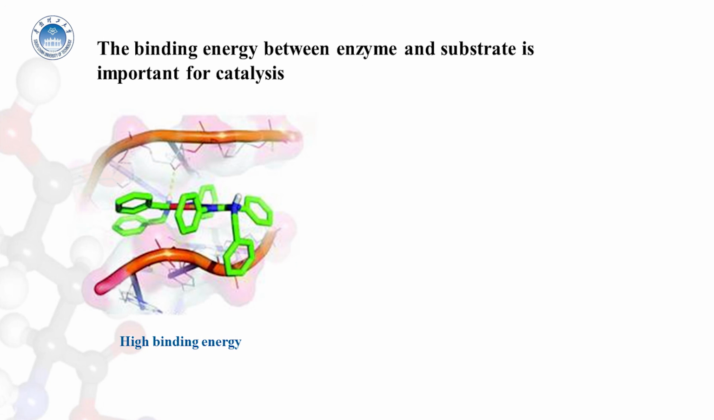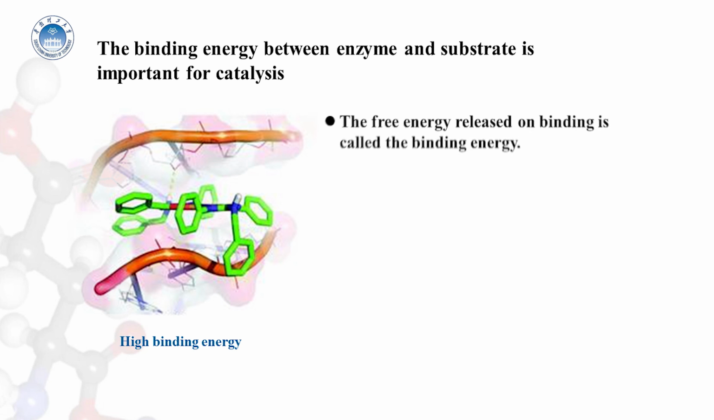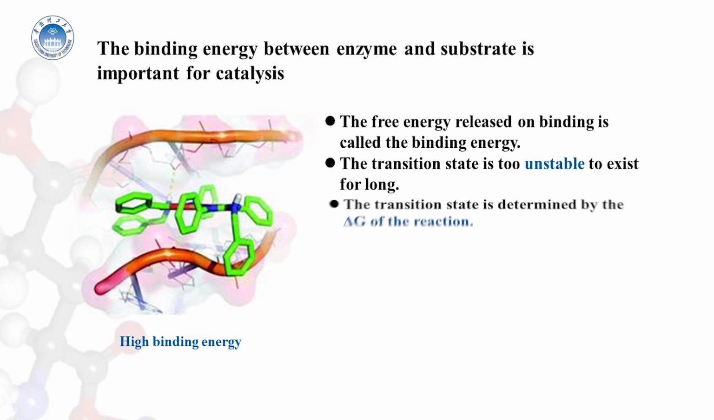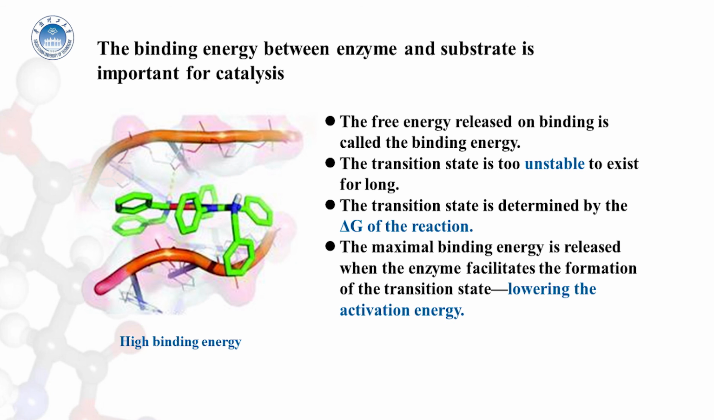Next, as we know, enzymes lower the activation energy. But where does the energy to lower the activation energy come from? The free energy released on binding is called the binding energy. Also, the transition state is too unstable to exist for long, and it is determined by the delta G of the reaction. However, the maximum binding energy is released when the enzyme facilitates the formation of the transition state, lowering the activation energy. So, the binding energy between enzyme and substrate is important for catalysis.